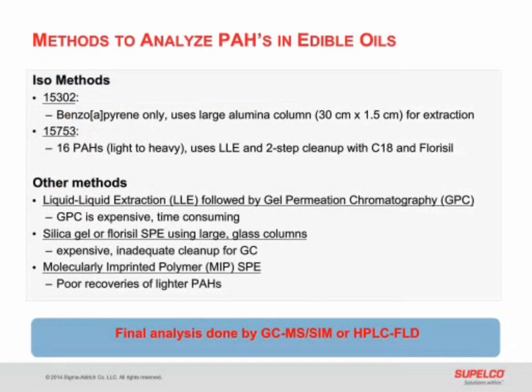Now, a number of methods currently exist to analyze PAHs in edible oils. For example, there are some ISO methods, 15302 and 15753. 15302 is for benzo[a]pyrene only. This uses an alumina column for extraction, and 15753 uses 16 PAHs from light to heavy using liquid-liquid extraction followed by a 2-step cleanup with C18 and Florisil.